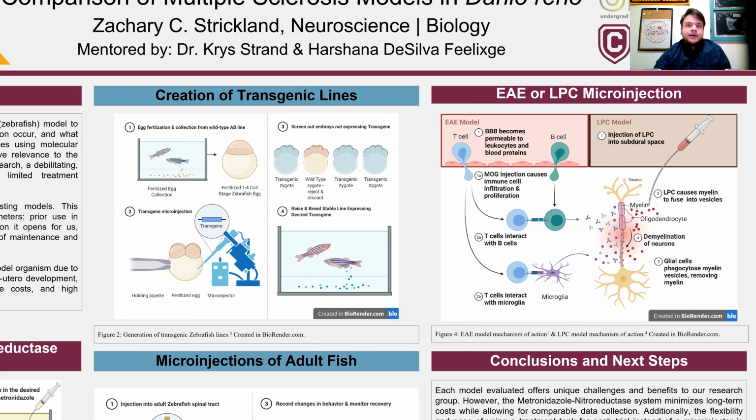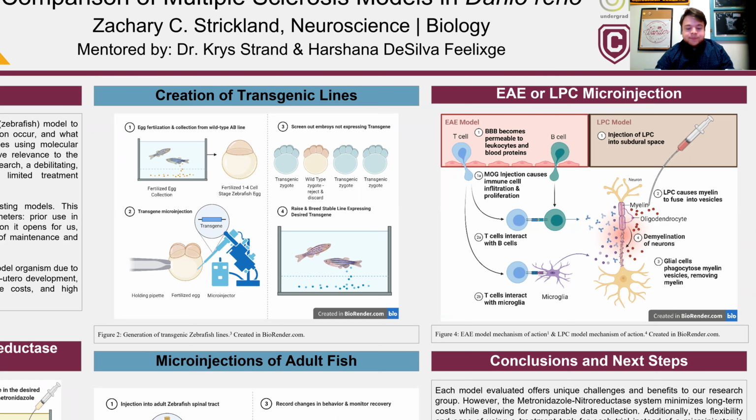This causes the blood-brain barrier to become permeable to leukocytes and blood proteins, which results in T cells and B cells crossing the blood-brain barrier, going into the fish, interacting with each other, and then causing this inflammatory cascade by releasing chemokines and cytokines, which results in increasing inflammation around the neurons and the myelin ultimately being removed.